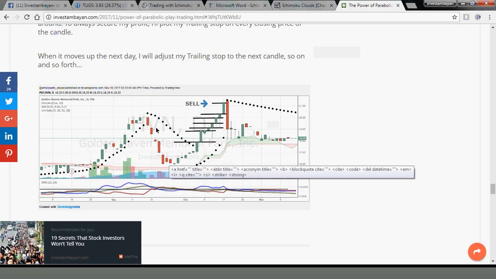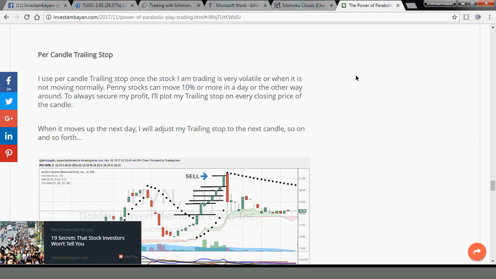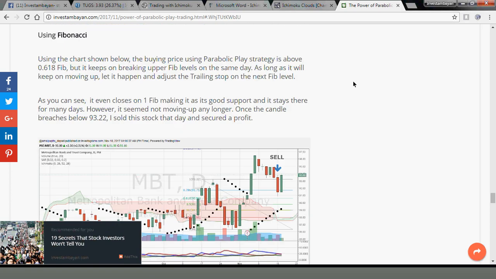Check natin yung example ko dito. Just like this one, nakikita nyo, it's very effective if you can use this. Kung ginagamit mo to, this strategy, then you're able to keep your profit for this. Nakikita mo, after selling, reversal na talaga yun ang nangyari. Okay? So, we're done with Tenkan-sen. We're done with the per candle trailing stop. We have other one using Fibonacci.